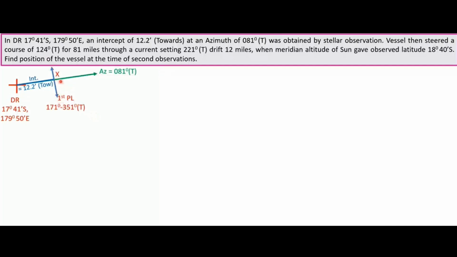Now, what do we do then? Now we have to apply the run and the current. We allow for current. So we take any point on the first PL, and obviously point X stands out by default, being the ITP. So we apply the ship's run from X. We apply this course of 124 degrees for 81 miles, and that gives us the point Y. Now all this plot is not to scale, it is rough plotting. At Y we apply the current, 221 for 12 miles, and we get point Z.